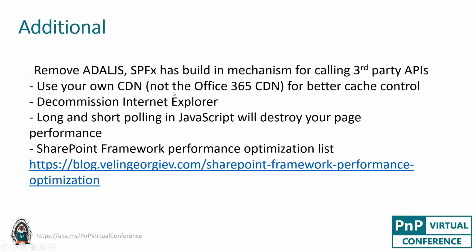Then use your own CDN if possible, because the Office 365 CDN cache is 1 hour. And there are definitely files that we could cache for more than 1 hour. Then decommission Internet Explorer. I won't even talk about that. If your organization is using it, just do it. If you're using long or short polling mechanisms in your JavaScript to poll API, that could also destroy the page performance. Please avoid those. And I wrote a blog post maybe 2 years ago, and it's still relevant. You can visit it if you'd like.